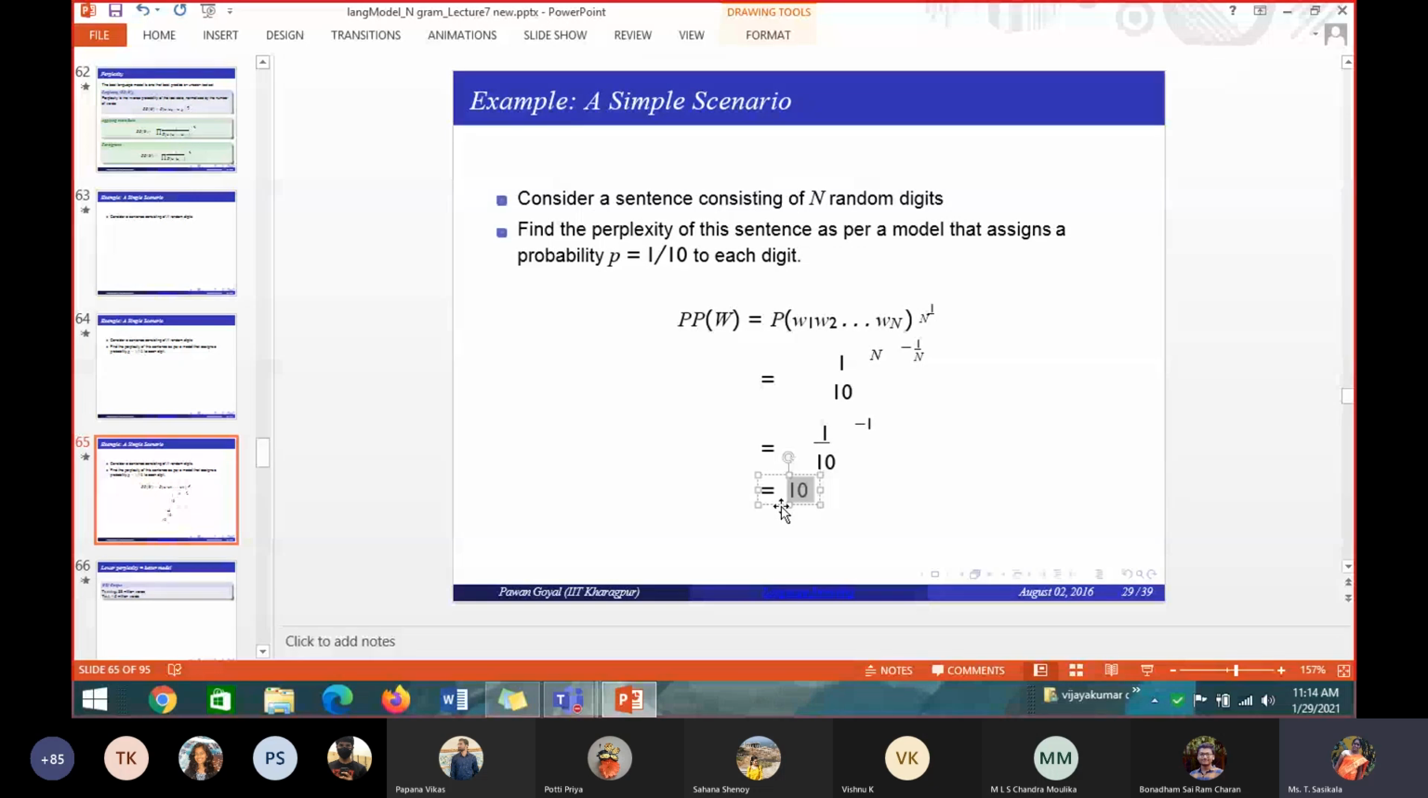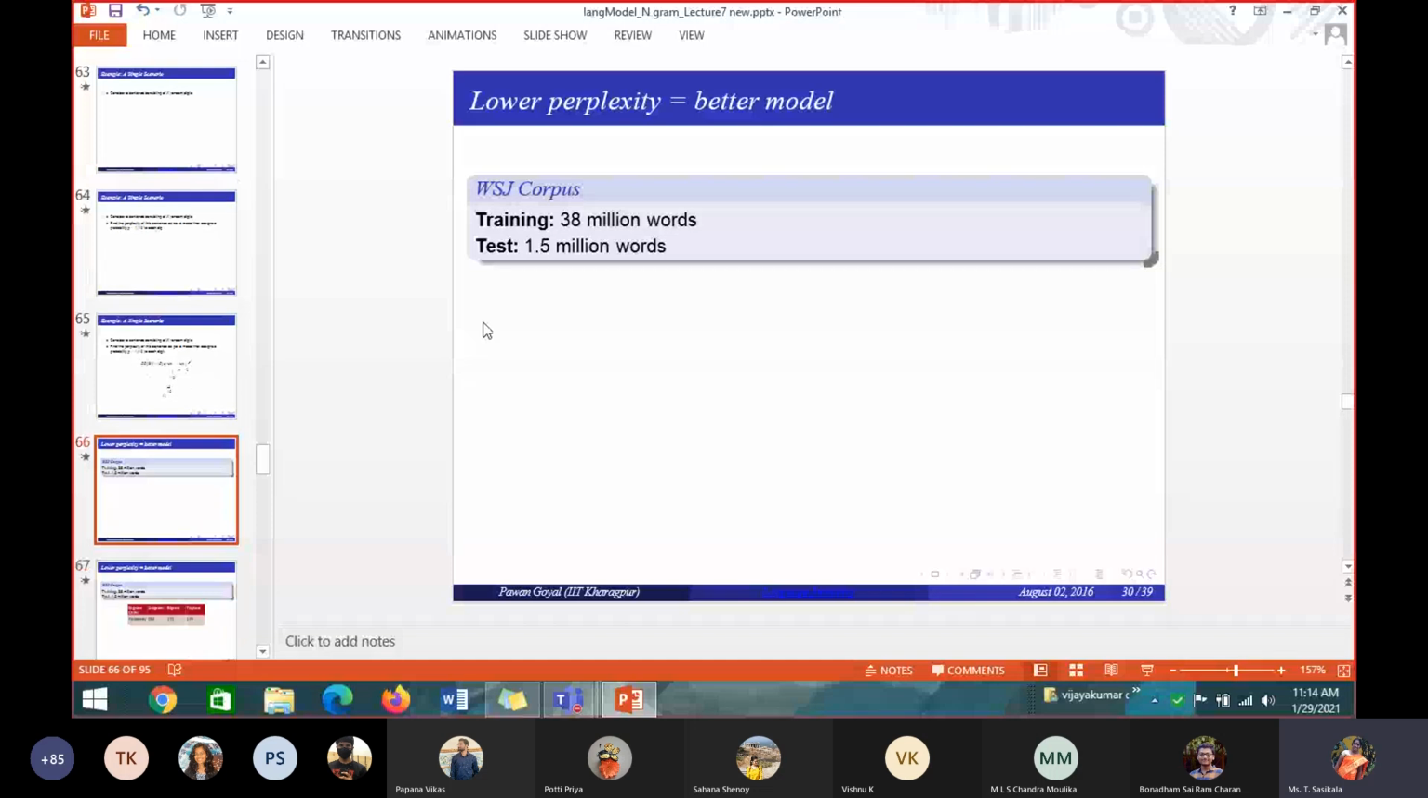Okay. So now they have taken an example corpus. WSJ is one corpus. They have taken that corpus with 38 million words in the training data and 1.5 million words in the test data, and they have constructed three different language models using unigram probability, a bigram model, and a trigram model.